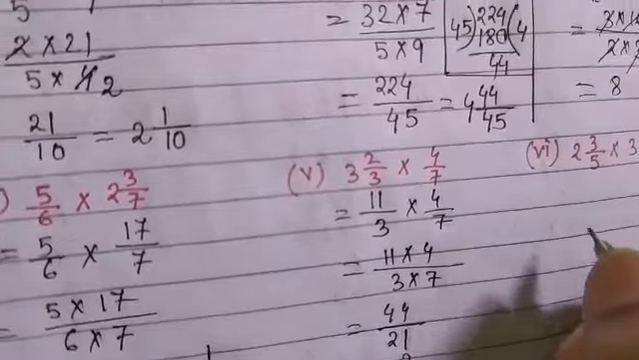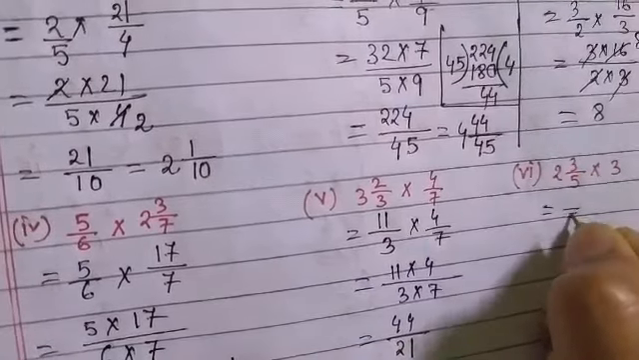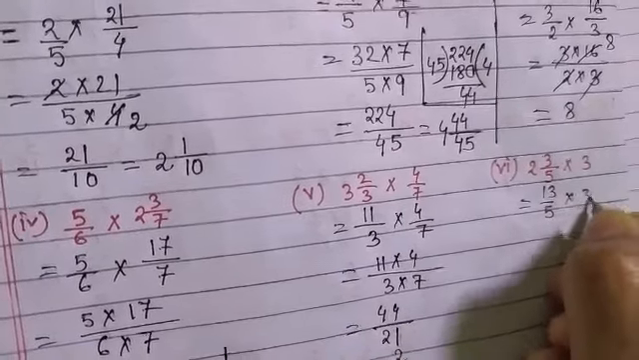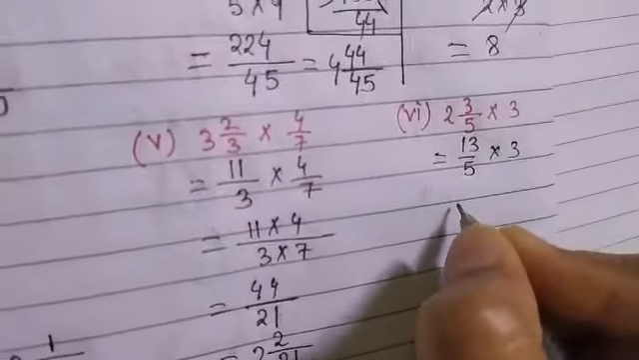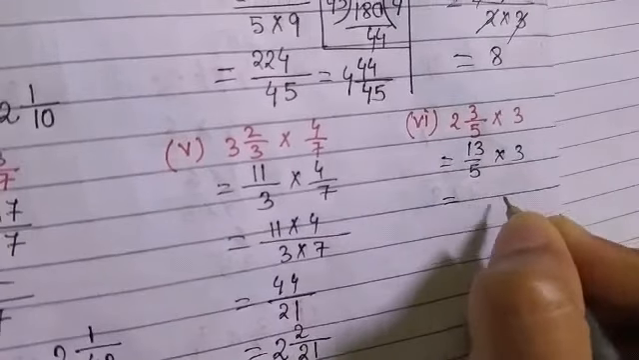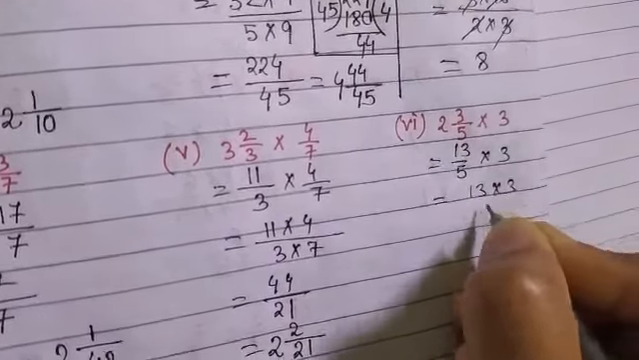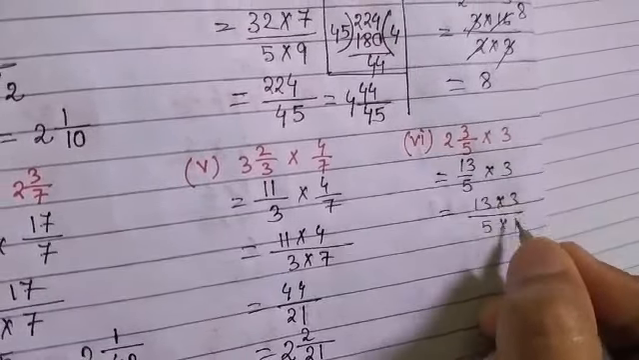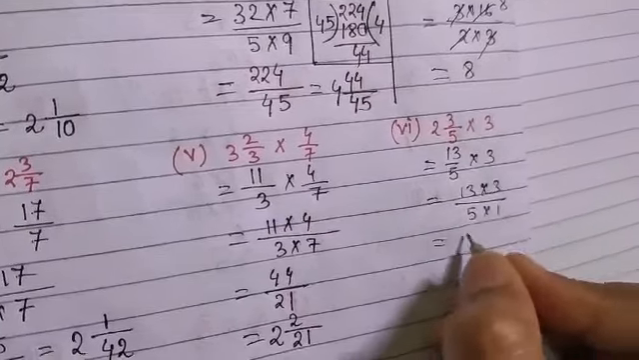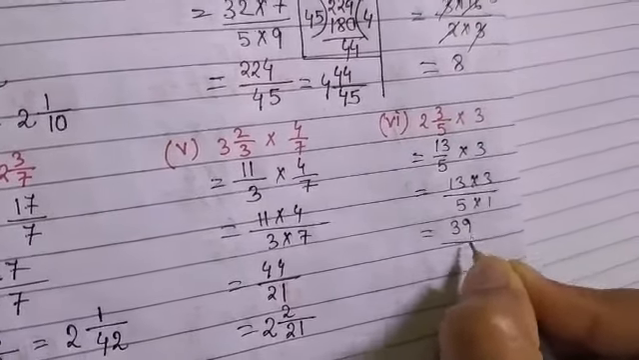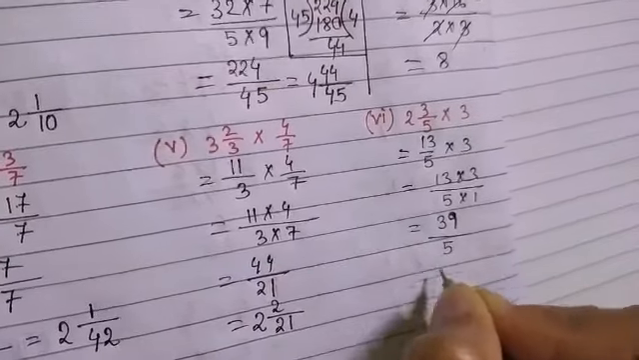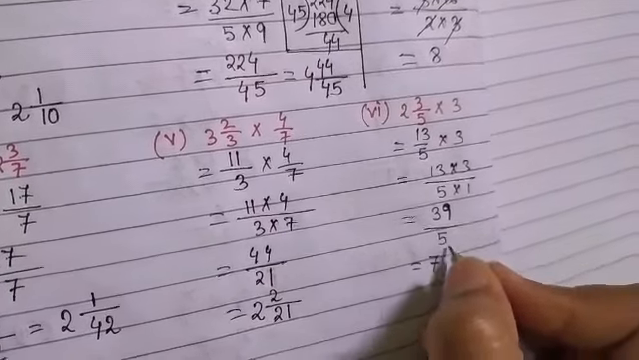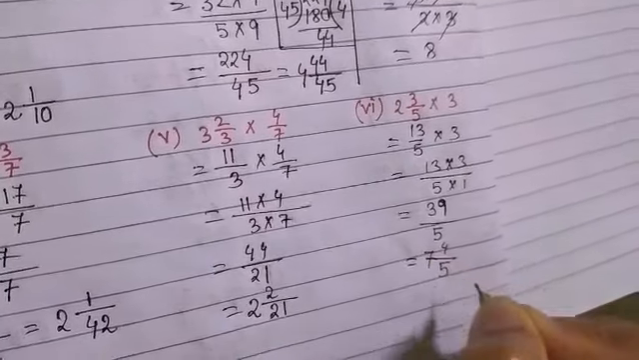Then number 6, 5 2s are 10 plus 3, that means 13 into 3 equal to 13 into 3 divided by 5 into 1. Nothing is given, that means there is 1. So 13 3s are 39. 5 1s are 5. Then 5 7s are 35. Then 39 minus 35, that means 4 by 5.